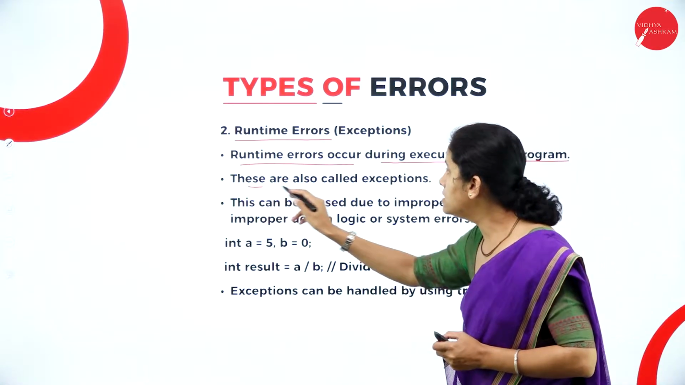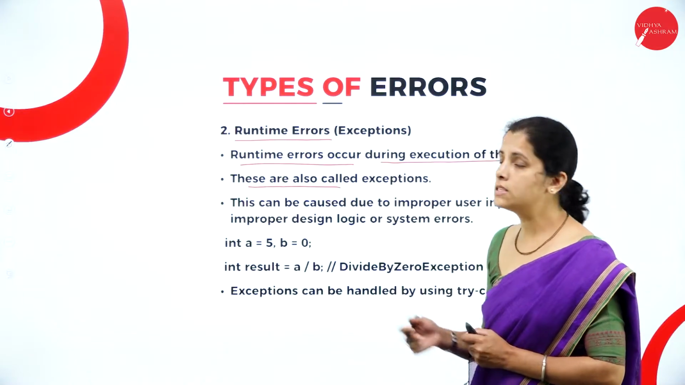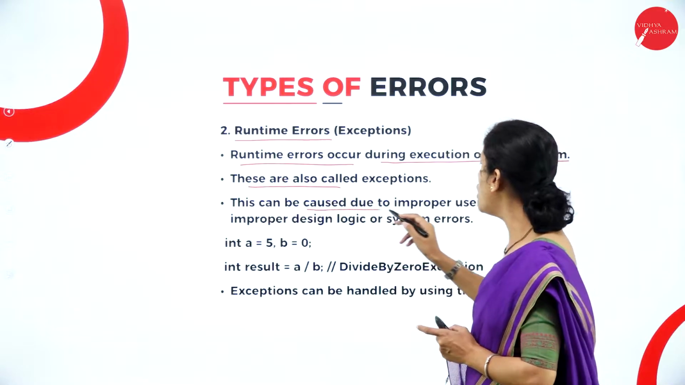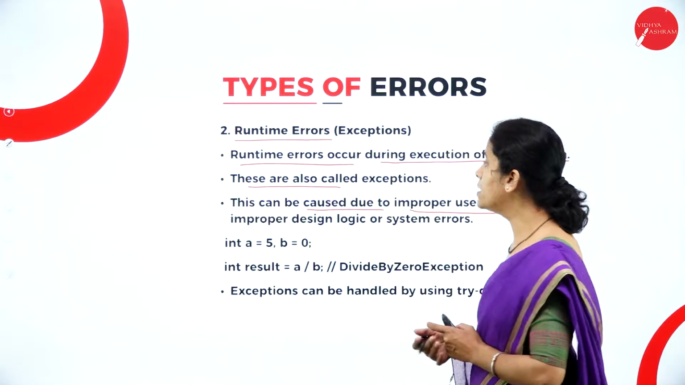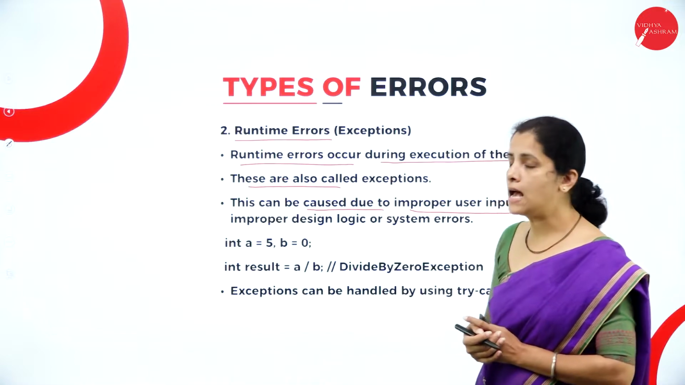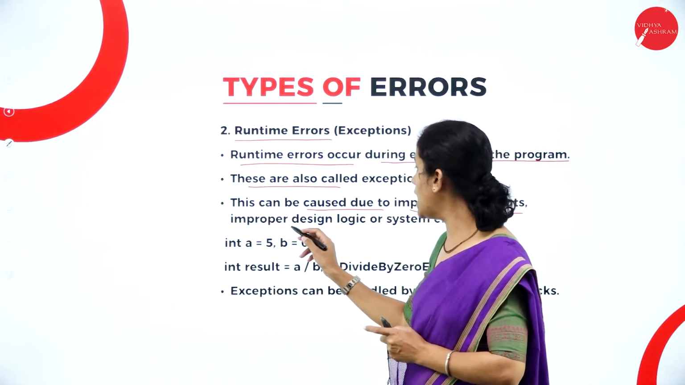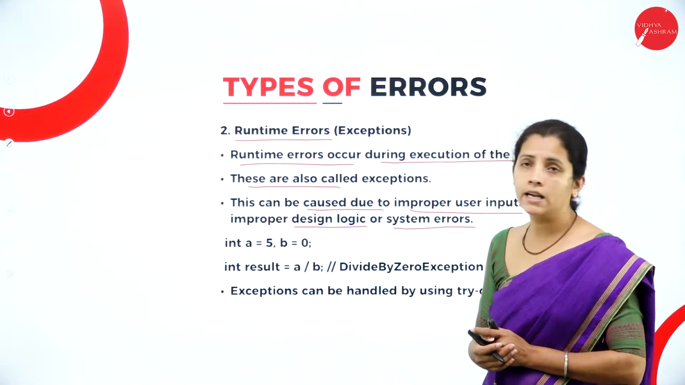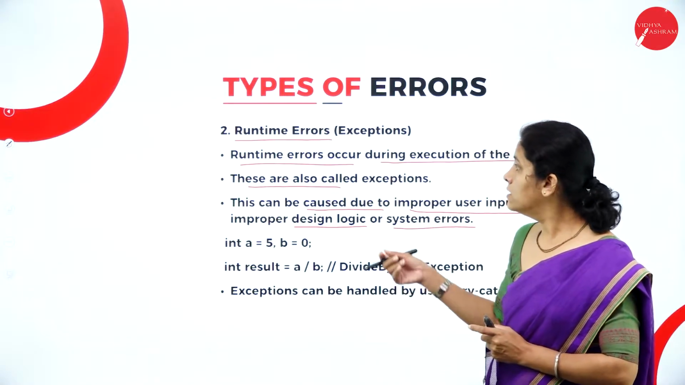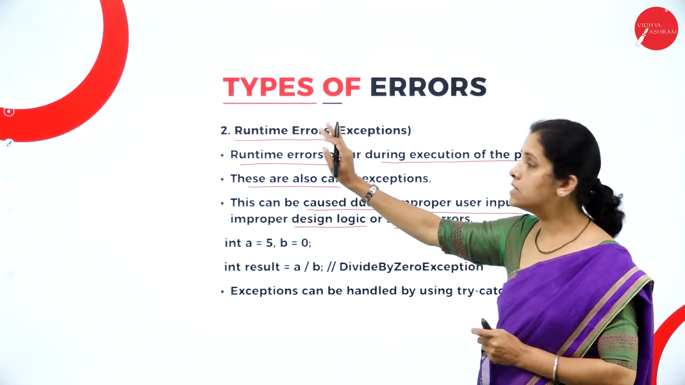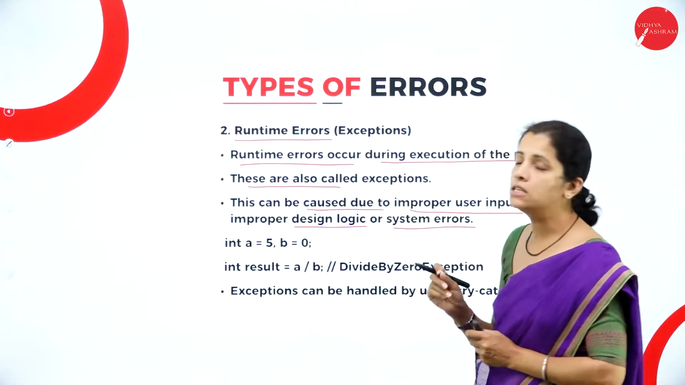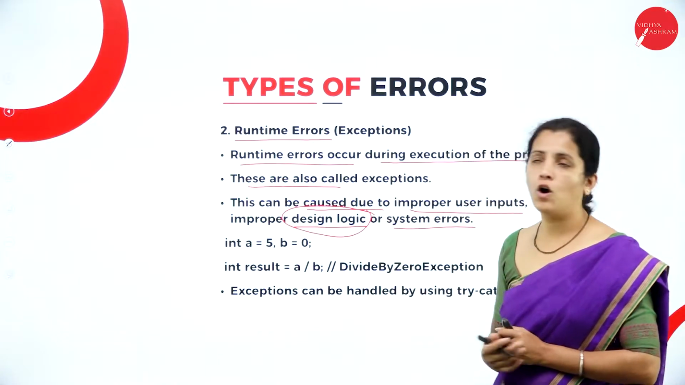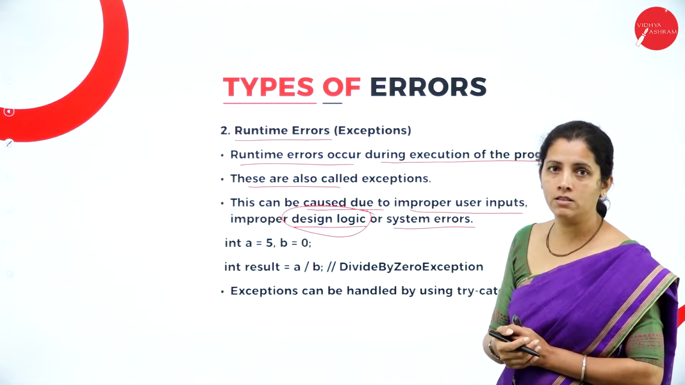So these are the exceptions, and this can be caused due to improper use of input as well as improper design, logic or system error. So what is runtime error and what are the things I can consider under runtime error? That is improper input or logic error or even system error.